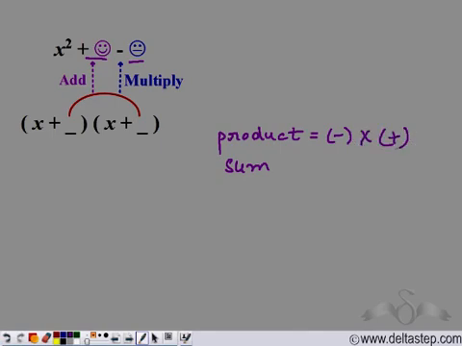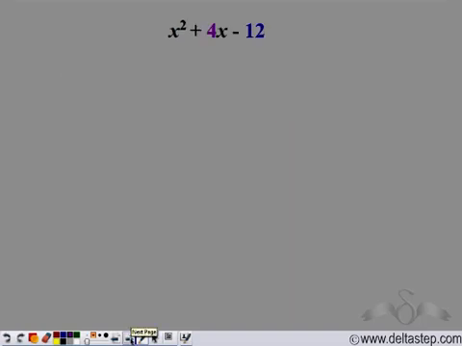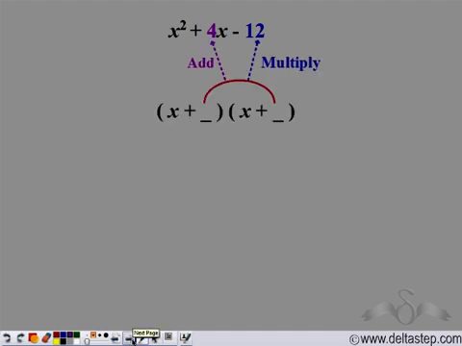So the product of two numbers will be negative if and only if one of them is positive and the other is negative. So here, while finding out the factors of the last term, we consider the possibilities where one of the factors is negative and the other is positive. So let us understand it with the help of an example. We have x square plus 4x minus 12. So we need to find two numbers which add up to 4 and whose multiplication is negative 12.